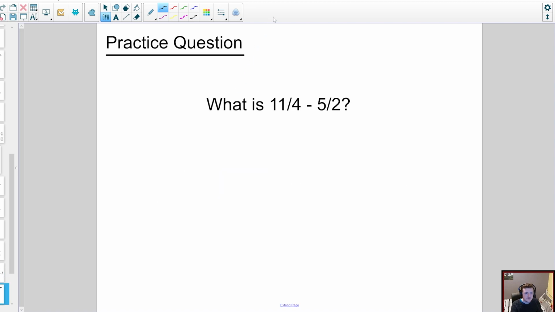Okay, so here's the practice question. What is 11 quarters minus 5 halves? There's lots of ways of doing this, but have a go, whatever method you feel more comfortable with, and see if we can come up with an answer. I'll see you in just a second.